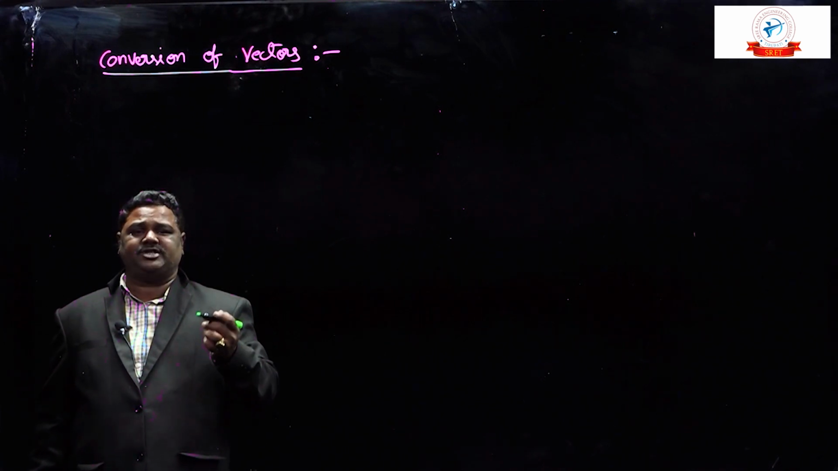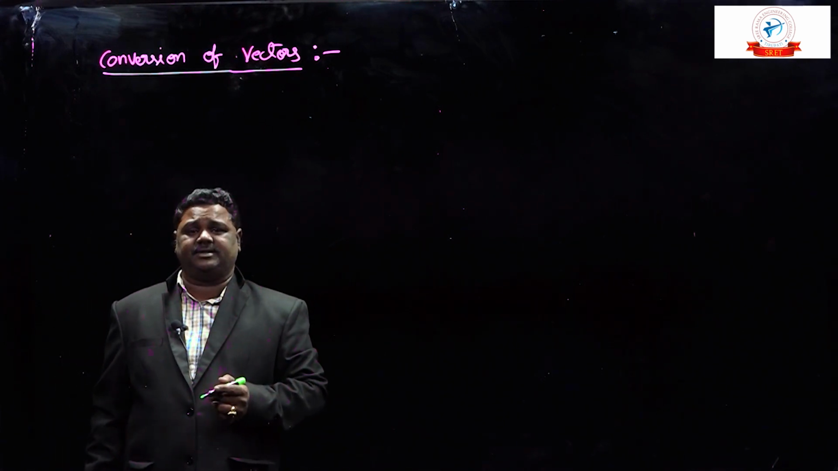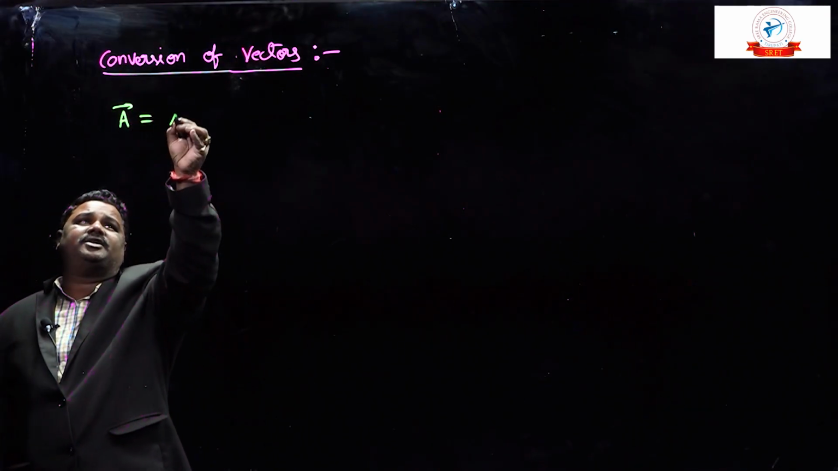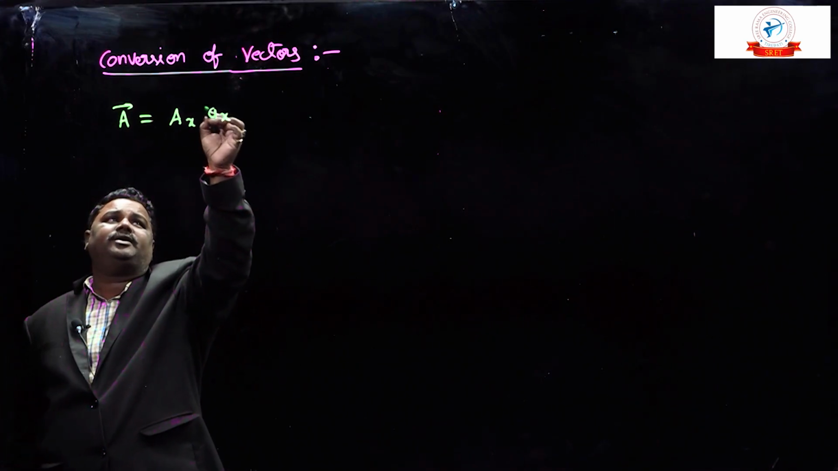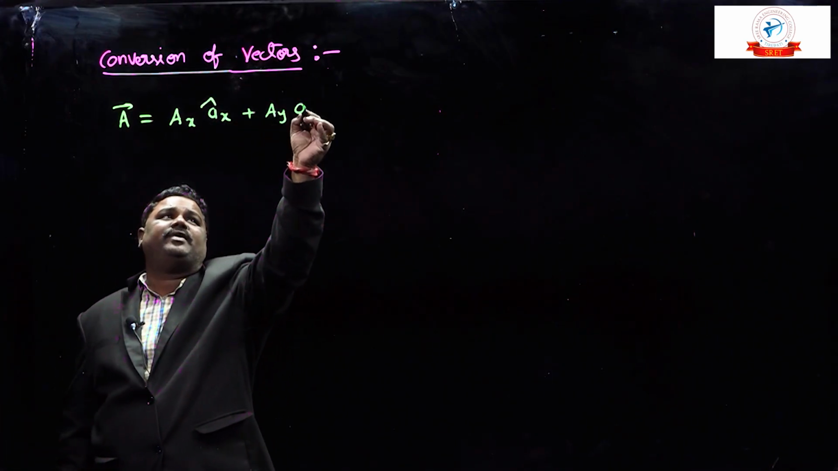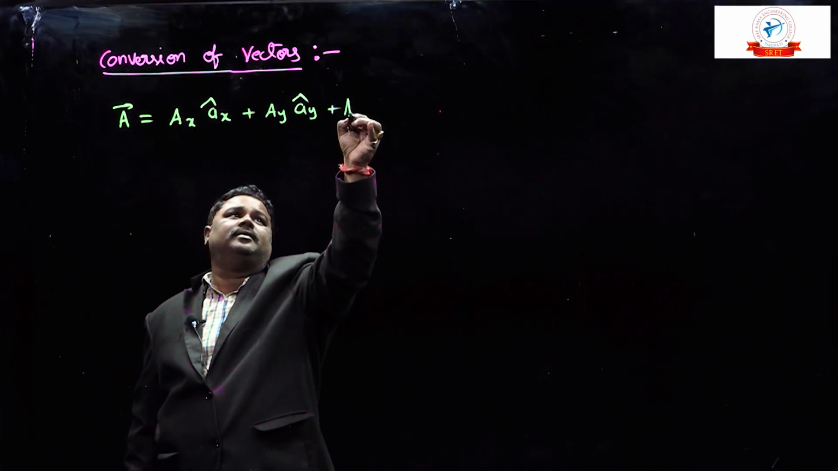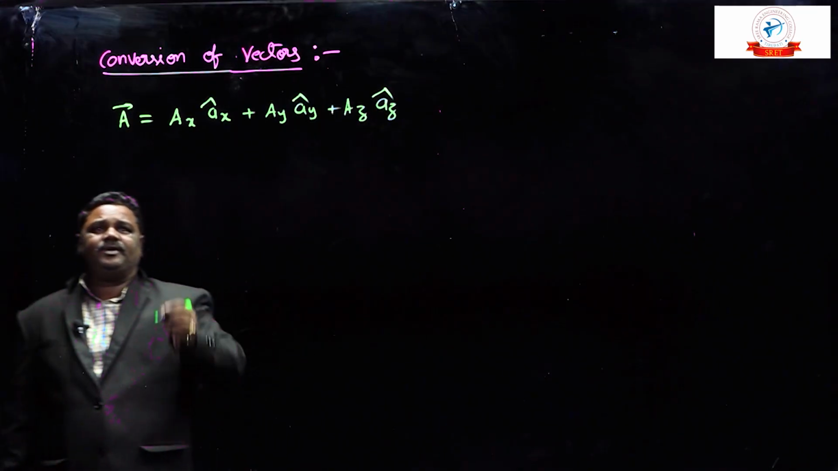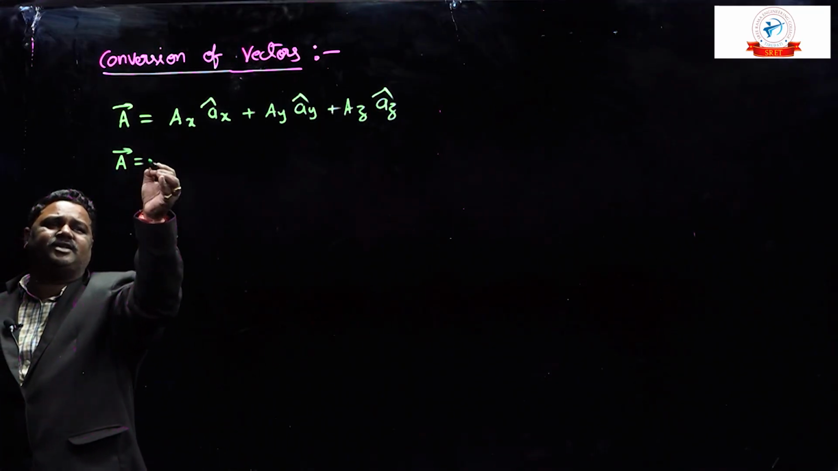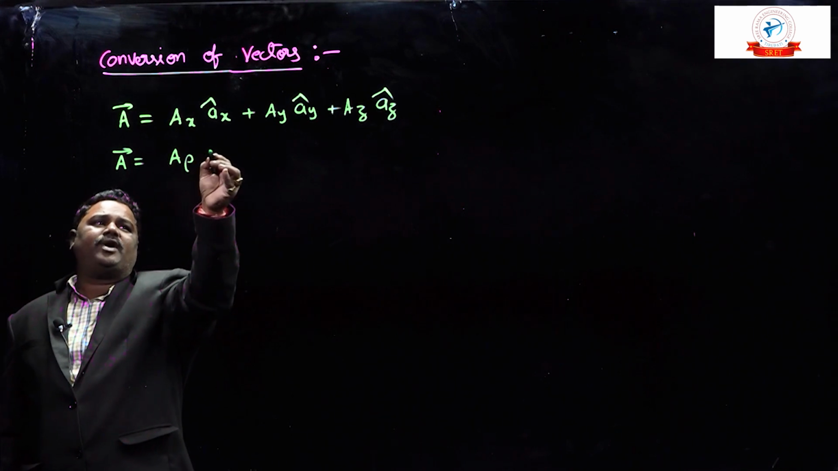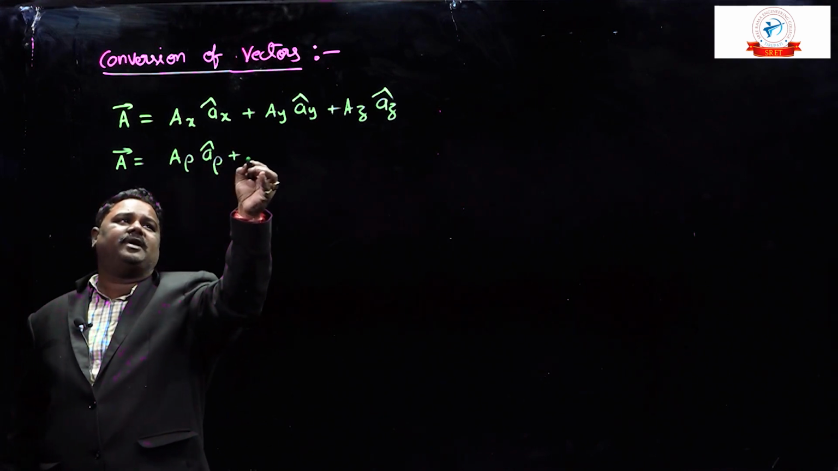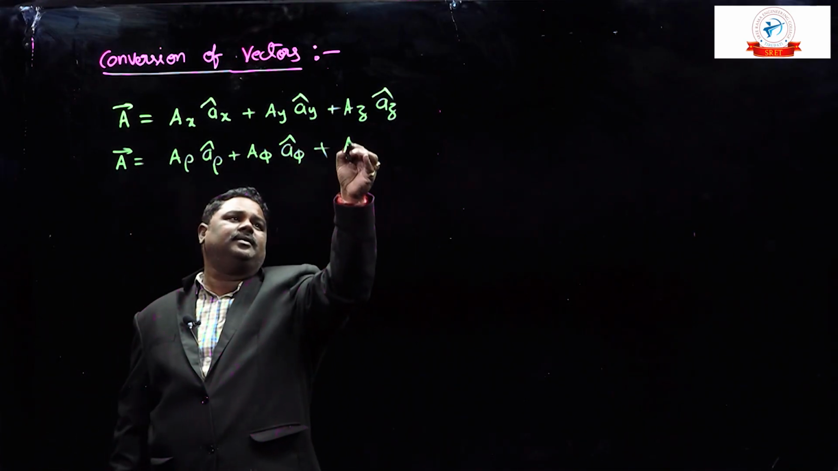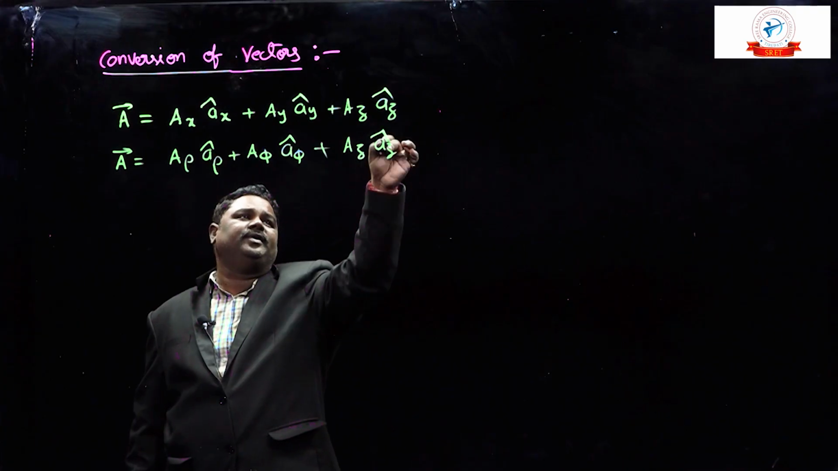Earlier we have studied conversion of coordinates. Now let us see conversion of vectors. Suppose a vector a bar is given in Cartesian as ax ax cap plus ay ay cap plus az az cap. Now a bar is in the Cartesian coordinate system. Similarly, if you write the same a bar in the cylindrical coordinate system, it is rho component into a rho cap plus phi component into a phi cap plus z component into az cap.